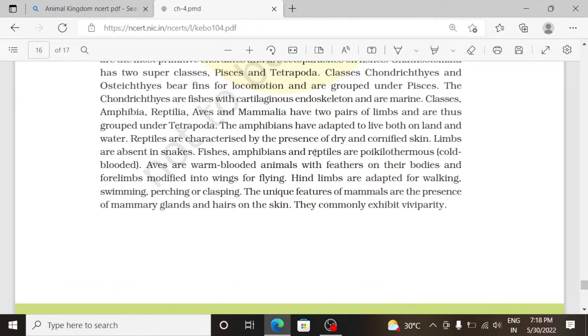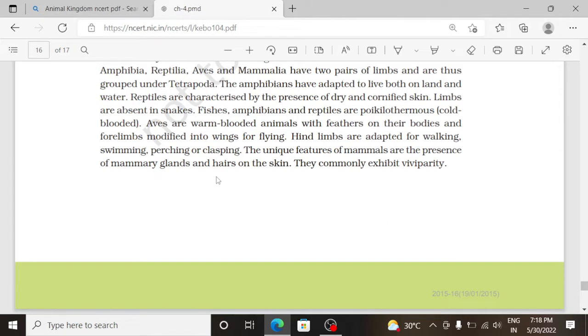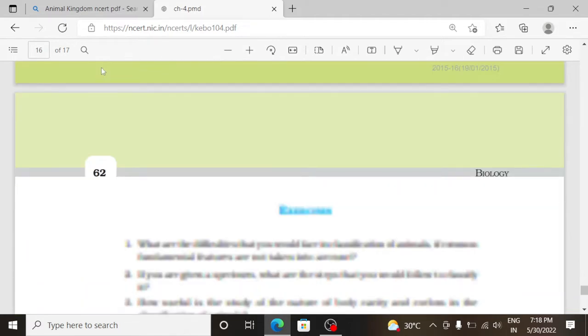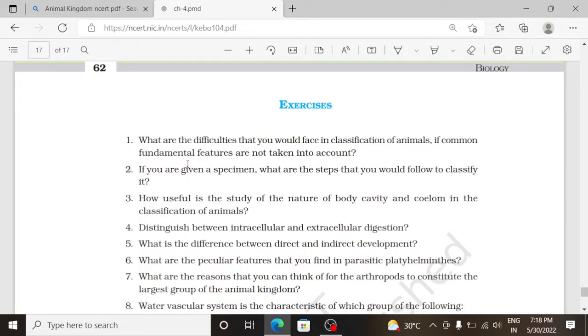Fishes, amphibians and reptiles are poikilothermous, cold-blooded. Aves are warm-blooded animals with feathers on their bodies and forelimbs modified into wings for flying. Hind limbs are adapted for walking, swimming, perching or clasping. The unique features of mammals are presence of mammary glands and hairs on skin. They commonly exhibit viviparity. Let us also read the exercise.